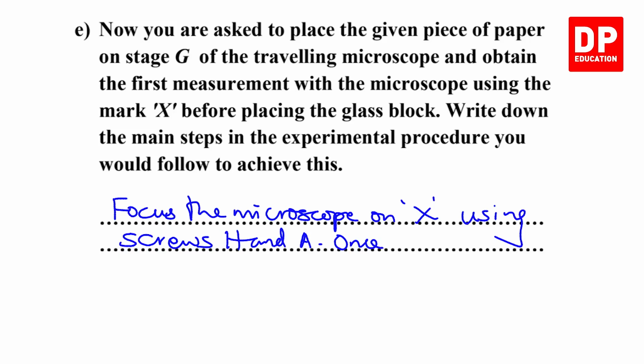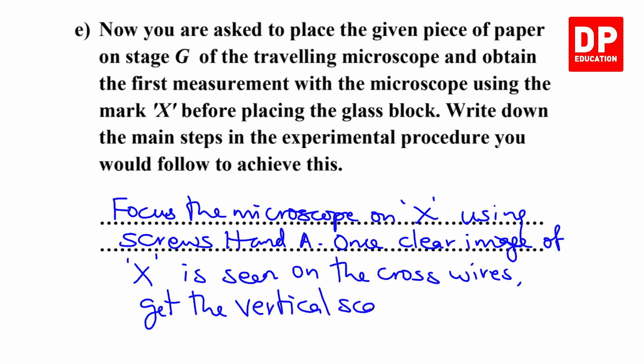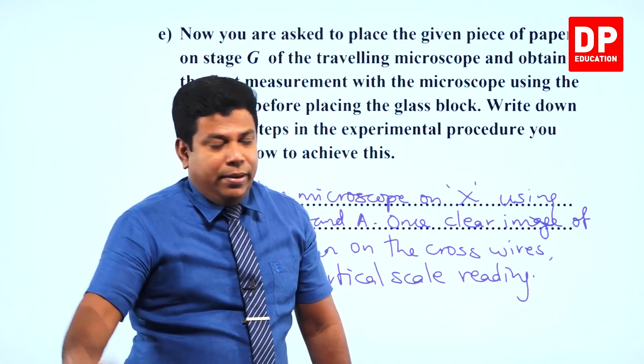Once a clear image of the cross is seen on the cross wires, get the vertical scale reading. Mention that. Vertical scale reading. Remember, there are two scales in a travelling microscope. So you have to mention that the reading you take is from the vertical scale, not the horizontal scale.